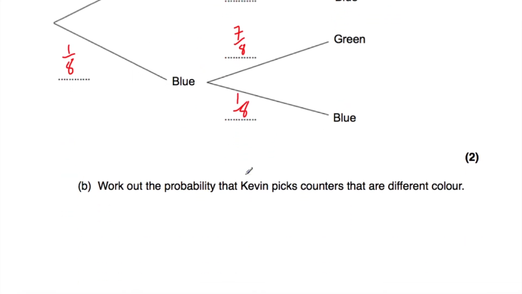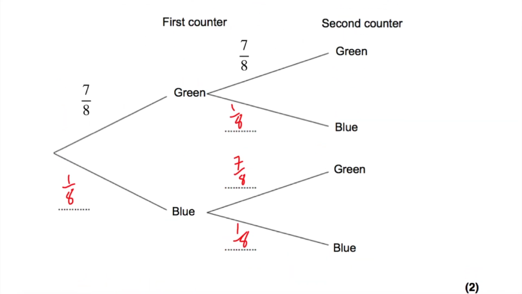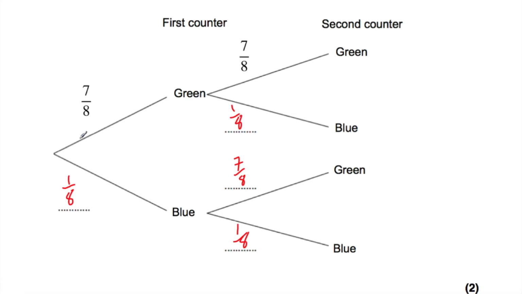Okay, next, part B. Part B says work out the probability that Kevin takes counters that are different colour. So he wants the probability of getting counters that are different colours. So it's not going to be a green and a green. A green and a blue would work, so that one would work. A green and a blue, they're different colours. A blue and a green would work as well. But a blue and a blue wouldn't work. They wouldn't be different colours. So that means that Kevin can either pick a green and a blue, or a blue and a green. So let's find these probabilities.